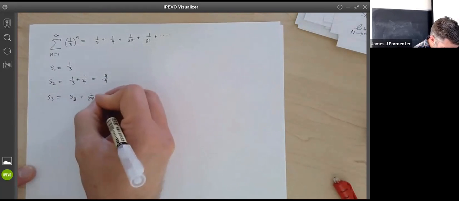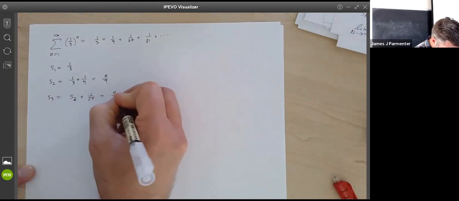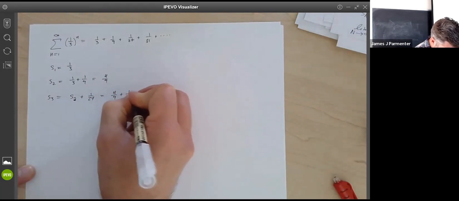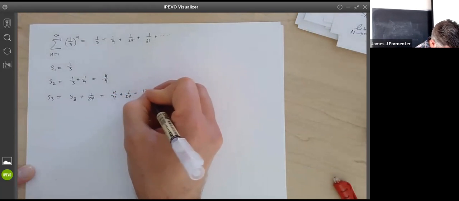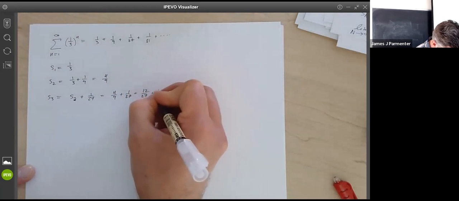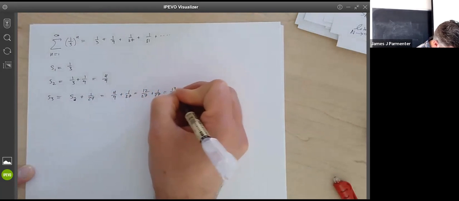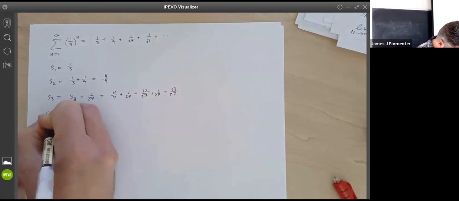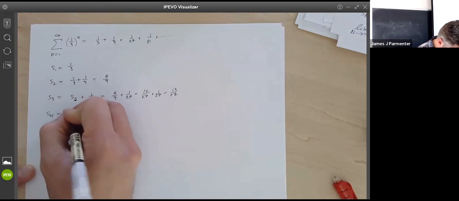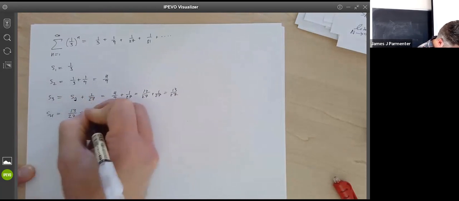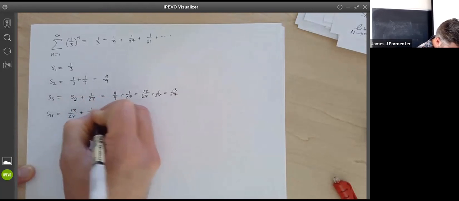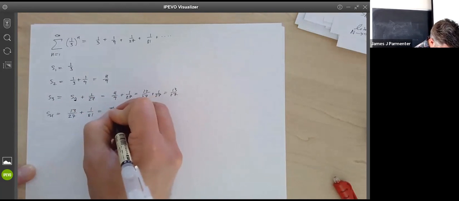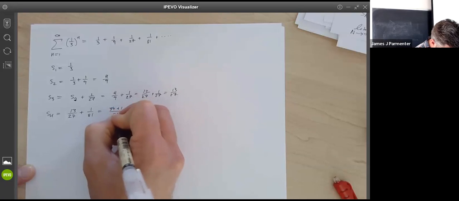We can save ourselves a little effort here and say, oh, that's going to be 4/9 plus 1/27, which is really 12/27 plus 1/27. And the fourth partial sum is going to be the previous partial sum plus the next term, which is going to be 39/81 plus 1/81.